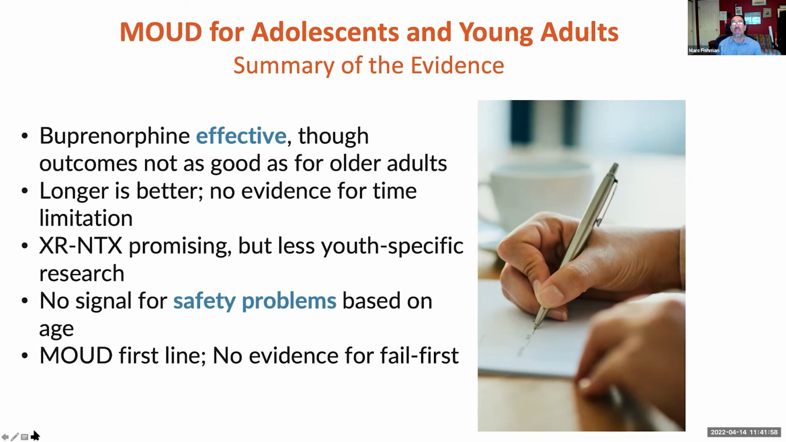And by the way, thinking about waiting for a possible failure of treatment in opioid addiction has high possible consequences, can include a catastrophic outcome, including an overdose and a fatal overdose. So we don't want to wait for a failure. They should be first line. Longer is better. That is congruent with the adult evidence.